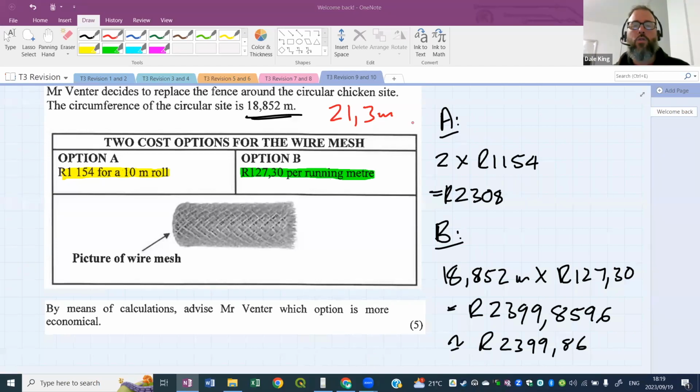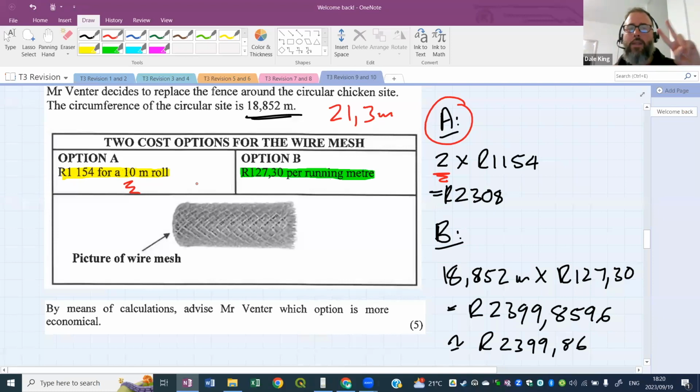All right, so there's 2 options here. We've got A, we needed 2 rolls because he's got 18 meters of fence. All right, and they only come in a 10-meter roll, so he has to buy 2. He needs 20. You can't buy 1, it won't be enough. If he buys 2, he'll have 20 meters, which is enough. Okay, and then you times 2 by 1,154 to get your overall price for that. Option B is just per meter, so it's 18.852 meters times 127 rand 30.